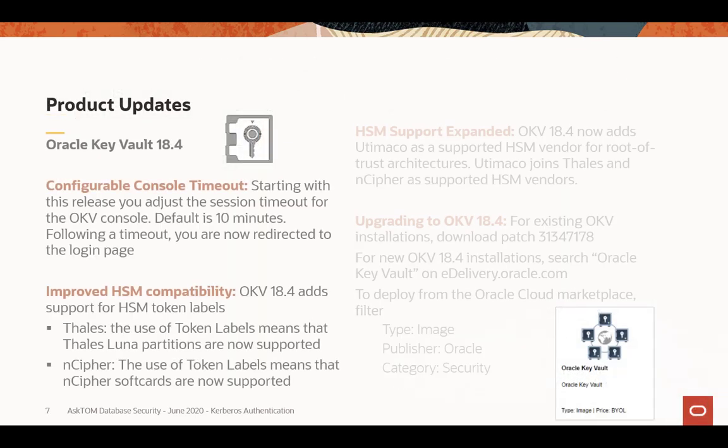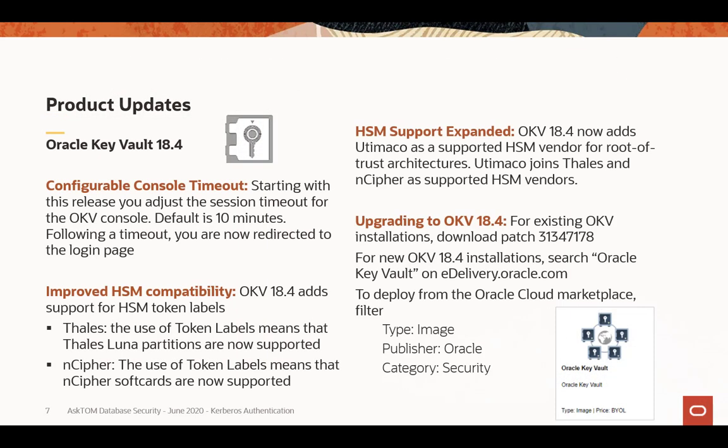Another product announcement this month is the release of Key Vault 18.4. A lot of new features in Key Vault 18.4. One of them is the console timeout. In the past, that was a fixed value. When you reach that value, the console would just time out. Now you can update that timeout value to whatever your organization's standard is, and following timeout, you're now redirected immediately back to the login page so that it's obvious you've timed out.